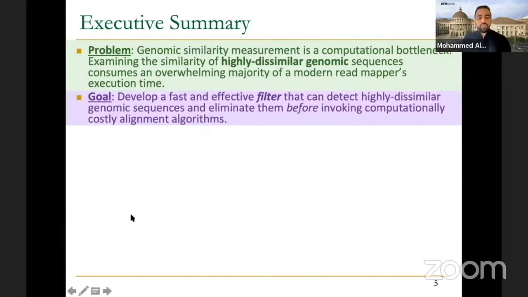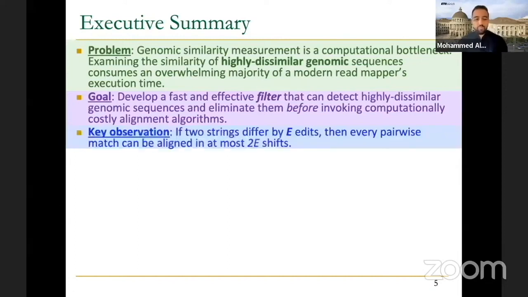So our goal is to develop a fast and effective filter that can tell us whether the number of edits exceeds a threshold or not. And this kind of filter can detect highly dissimilar genomic sequences and eliminate them before invoking this computationally expensive step.